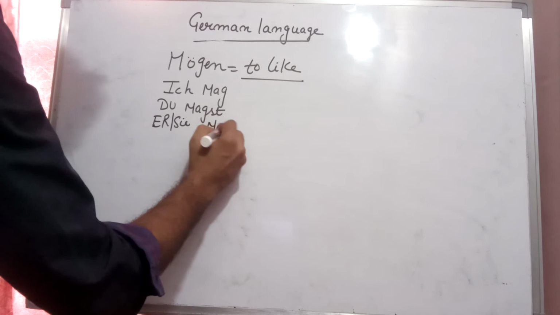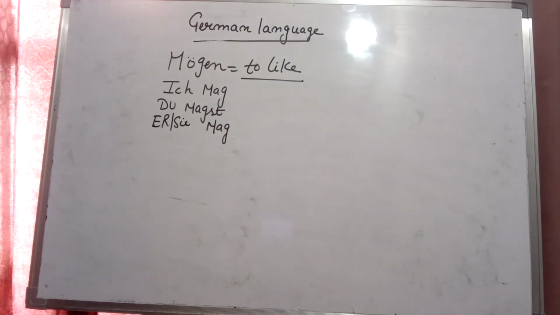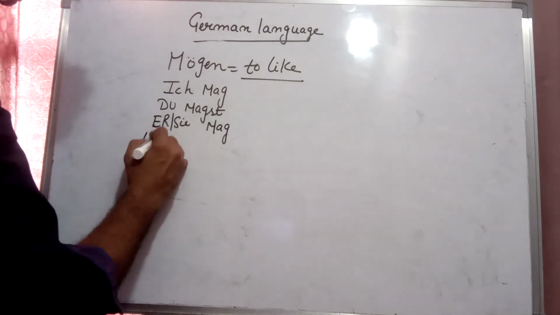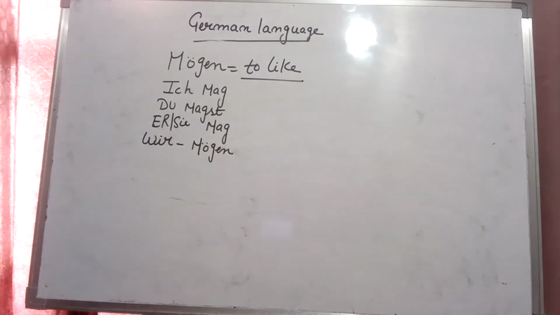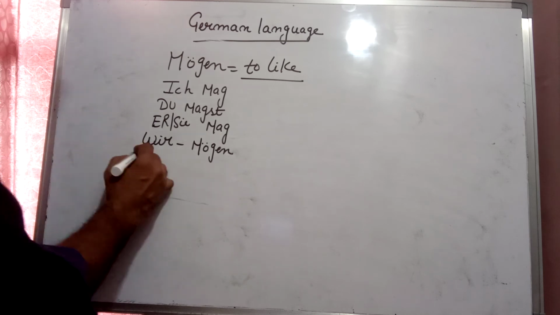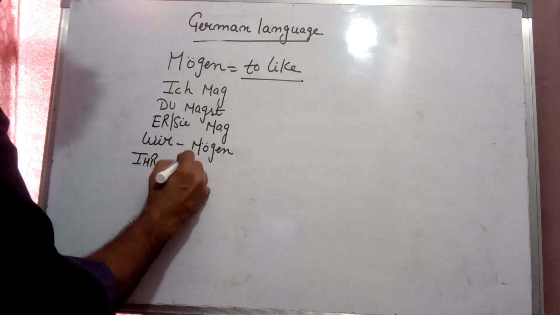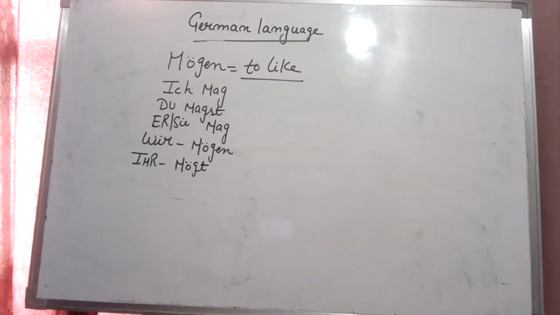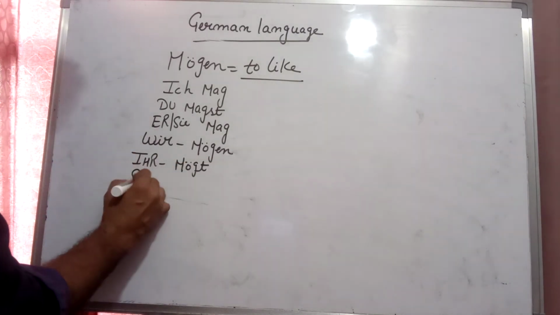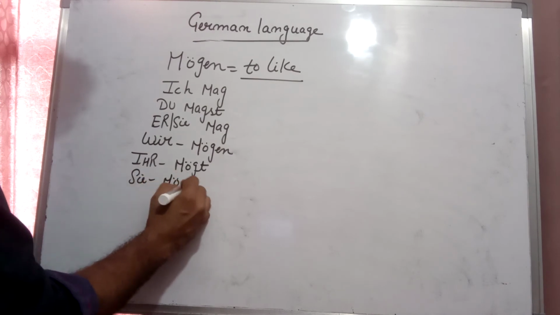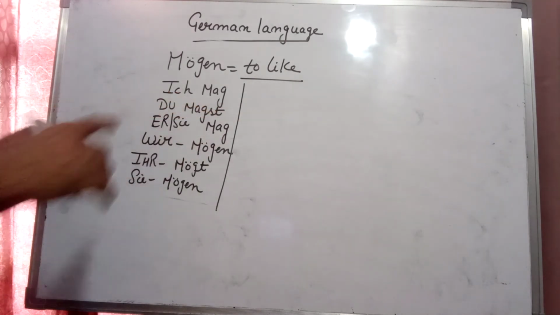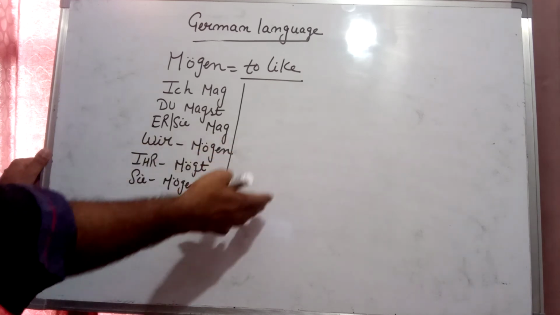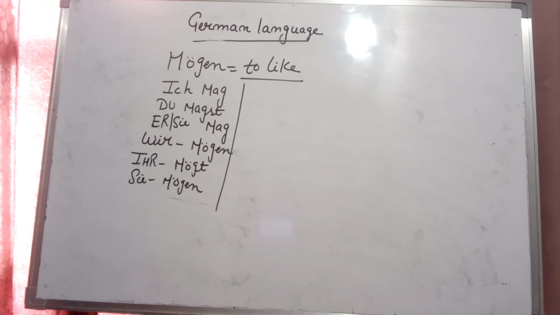Sie mag. The next we have is wir mögen. And here we have ihr mögt. And the next we have is sie mögen. Is that clear to you? This is the verb to like. I like, you like in informal terms. He, she likes. We like, you like in formal terms. Sie mögen, they like. Is that clear to you? These are the verbs basically.